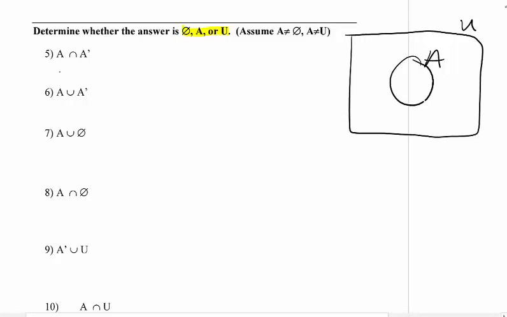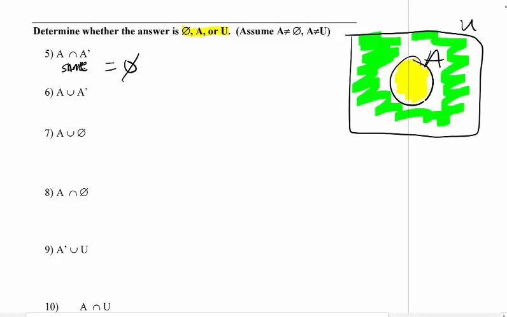So number 5, A intersect A prime, which is what's the same. By definition, there is nothing the same between these because it's what's left over. So remember, A is here, right? A prime is everything on the outside. So there's nothing that's the same. Number 6 says the union, which means put everything in. So that would be everything that's colored in. So that would be my universal set for that problem.